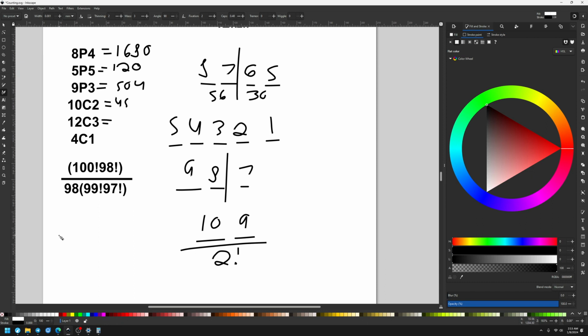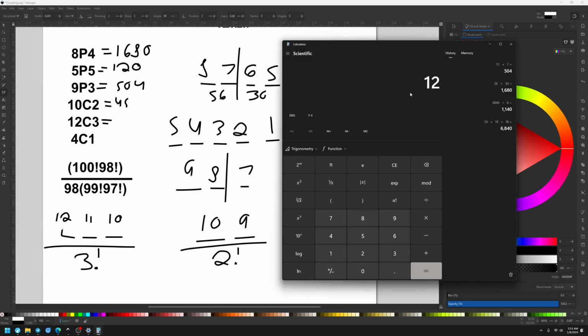Now for 12 choose 3, we have 3 slots, and for this one we have 12 options, then 11, and then 10. We're going to divide by the number of ways there are to arrange these 3, which is 3 factorial. So it's 12 times 11 times 10 divided by 3 factorial, which is 6. Let's put that into the calculator. 12 times 11 times 10 divided by 6 is equal to 220. So 12 choose 3 is 220.